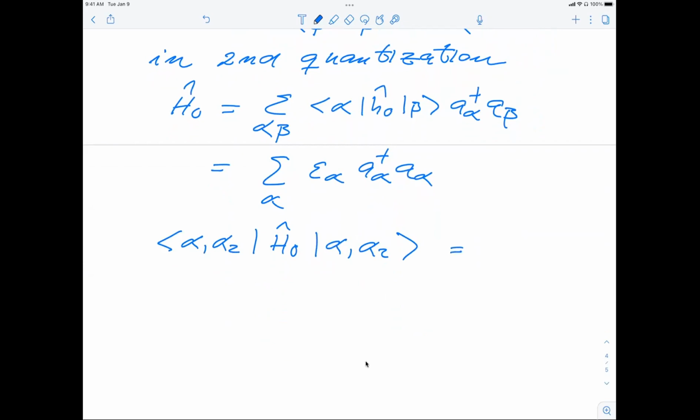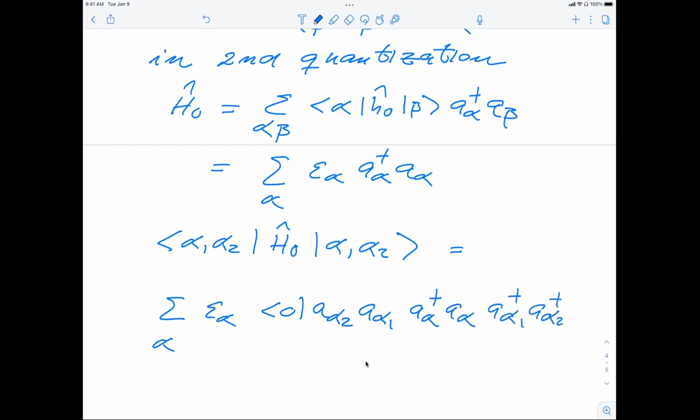So in our case, if we now write this out in second quantization, this is going to be given by a sum over alpha, and then I have this expectation value of the one-body operator, and then I'm plugging in the representation of the Slater determinant in second quantization. So I have an alpha 1, and then I have an A alpha dagger, A alpha, and then I'm going to have an A alpha 1 dagger, A alpha 2 dagger of 0.